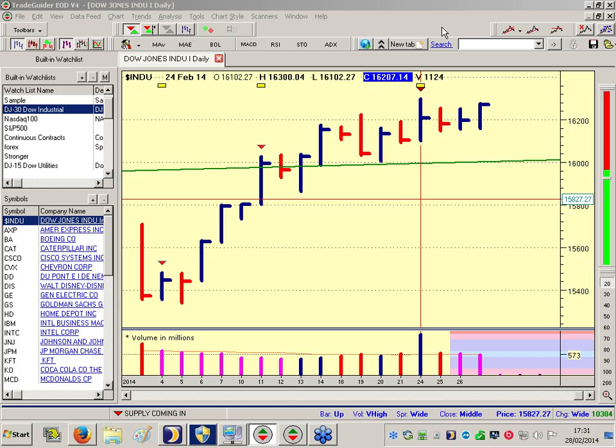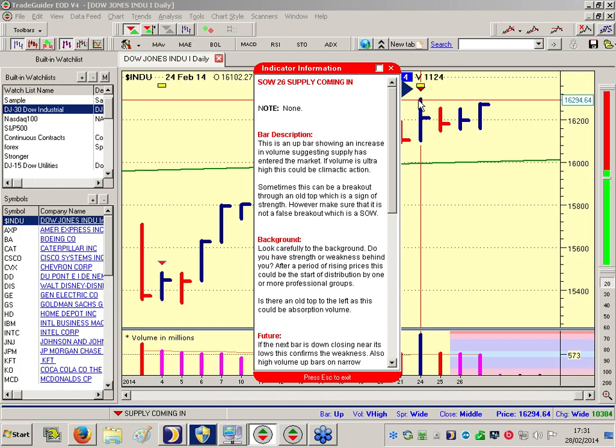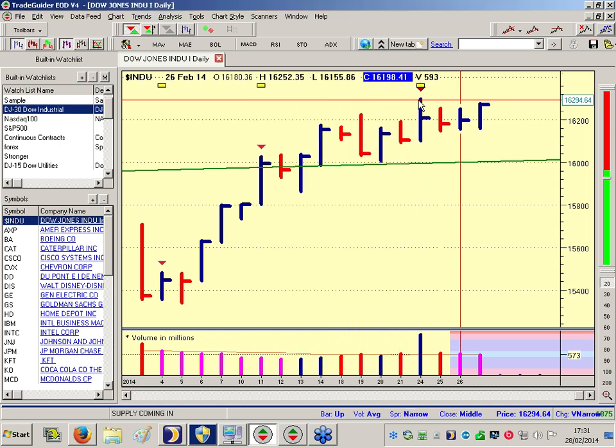Anyway, we have the Dow Jones 30 Industrial up on the screen. I assume we can all see it. The cursor is resting on a bar with a red arrow on it, and the signal tells us supply is coming into the market. And that is true, and that's why it's been knocked sideways for at least 3 days, look. Although apparently it's going up today.